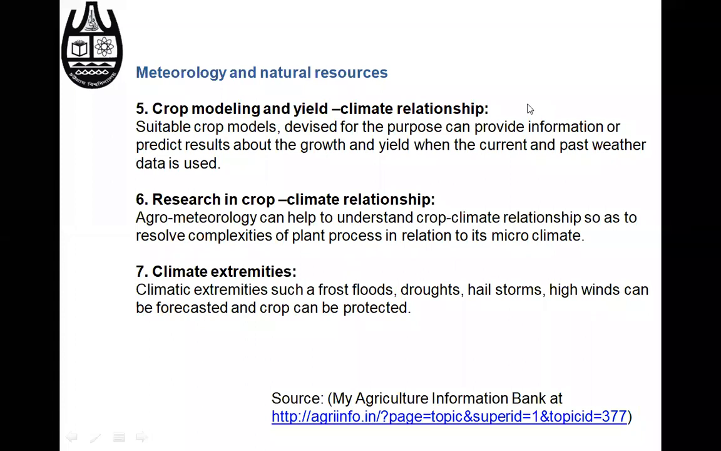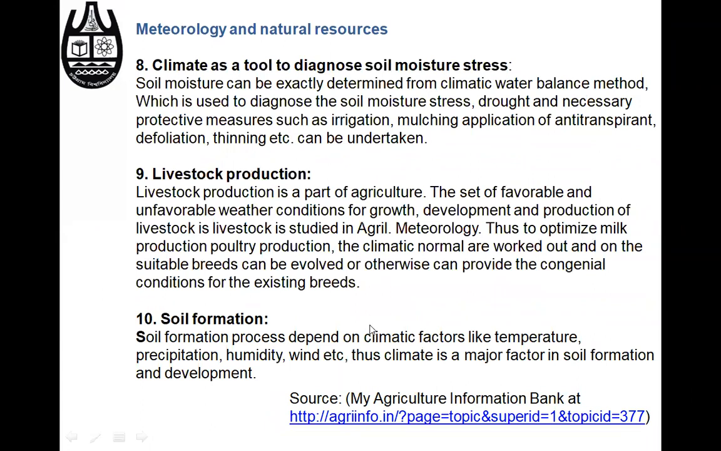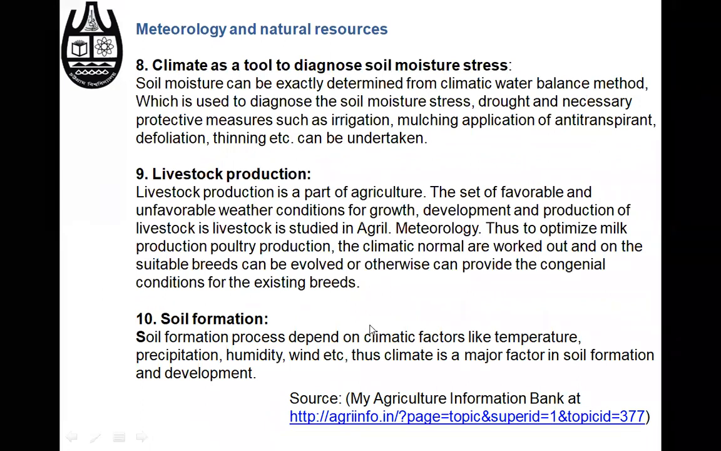So if you can get early weather forecasting, then it might be possible to balance it a little bit and to check the damages from particular events. You can get many other examples also. These are two examples, but you can get many others. Climatic knowledge can also be used for many other purposes.